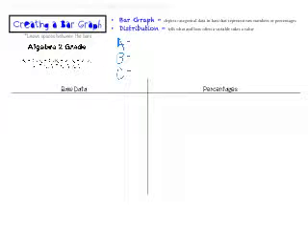Alright, so I'm going to count how many A's I have. So 1, 2, 3, 4, 5, 6, 7. So there are 7 A's. The distribution of A's is 7. B's, 1, 2, 3, 4, 5, 6, 7, 8, 9, 10, 11. So I have 11 B's. And then C's, 1, 2, 3, 4.